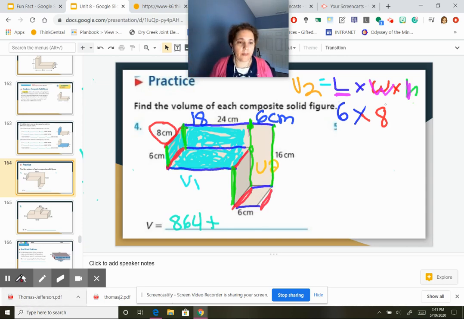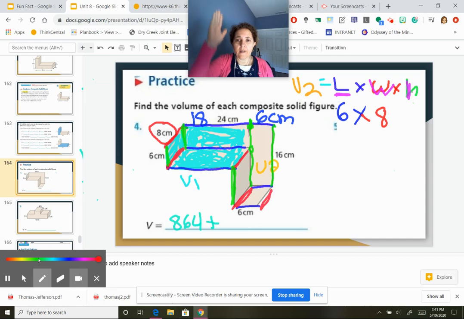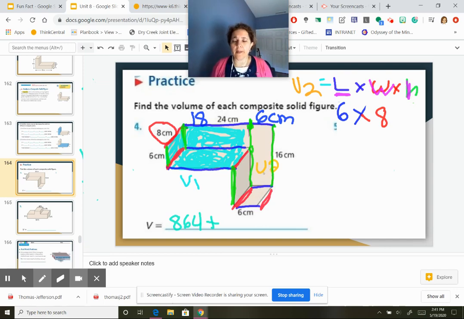Times my height. So my height is in green. So I'm going to change my pen color to green. And my height is going up and down. And I notice it's this whole line here. And they tell me that it's 16. There's my height times 16 times 16. Okay, so now I got to do that.